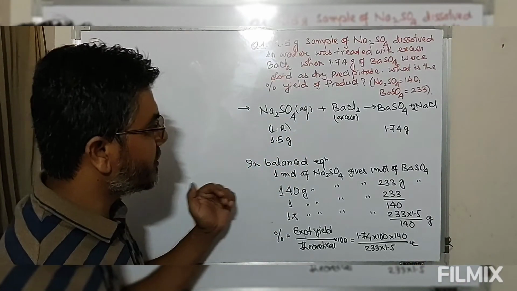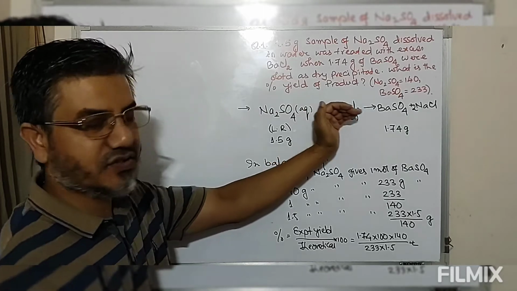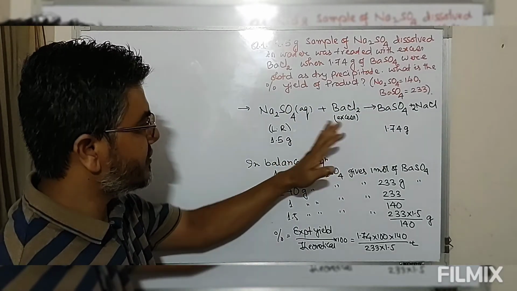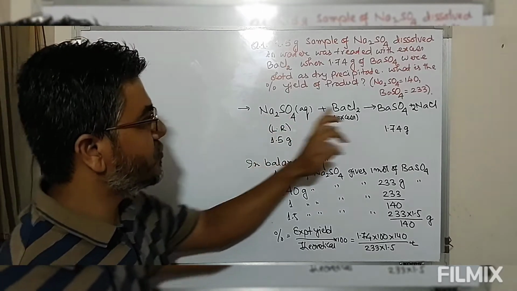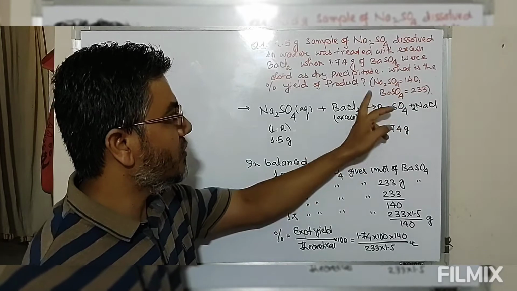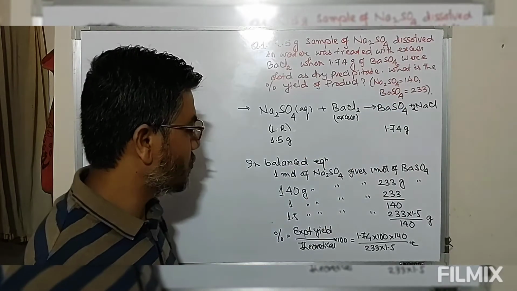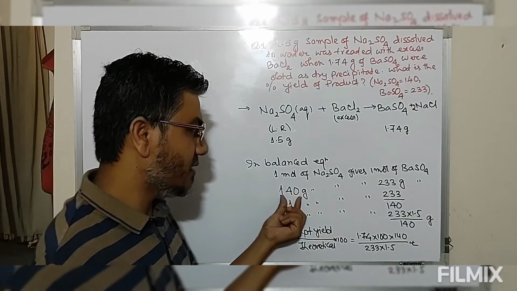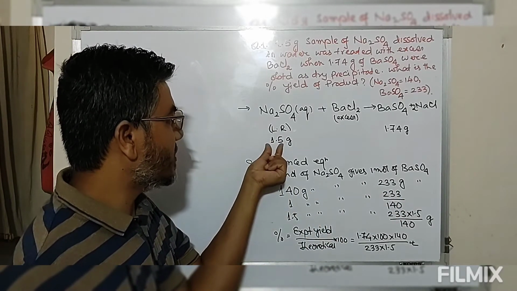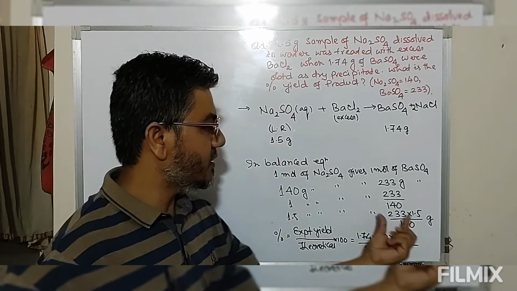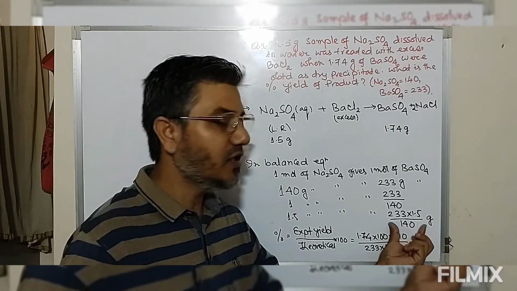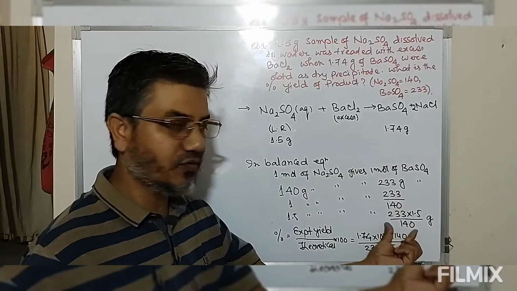So what we are doing is we are going through the balanced reaction. The reaction is balanced here, so we take the balanced reaction coefficients: 1 mole gives you 1 mole. The mass of 1 mole is 140 gram. The mass of 1 mole of barium sulfate is 233. So 1 mole, meaning 140 grams, should give you 233. Then with this mass of 1.5 gram we should get this. This is theoretically what is expected from the balanced chemical equation.